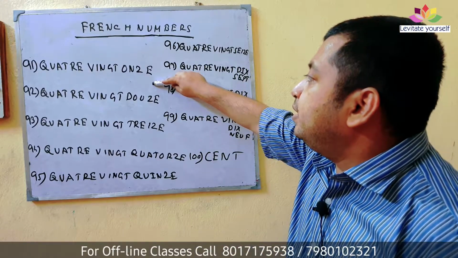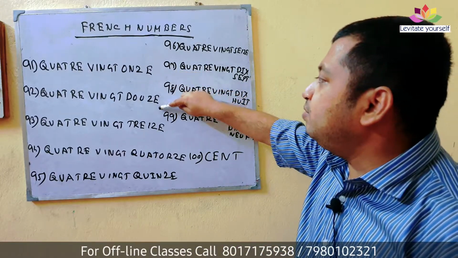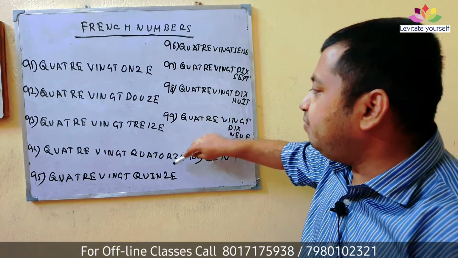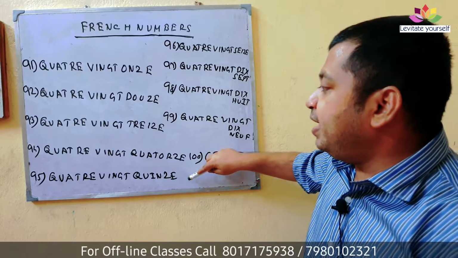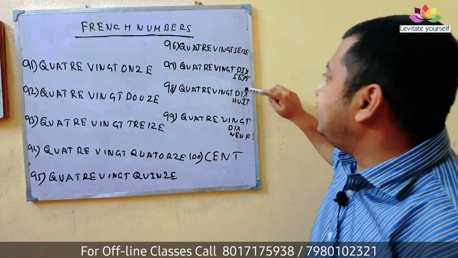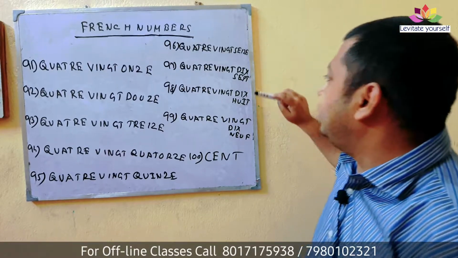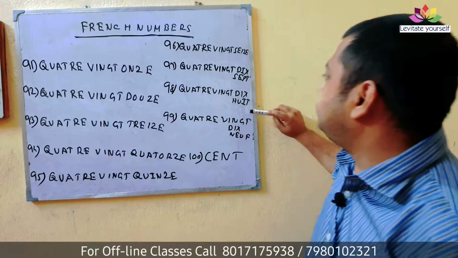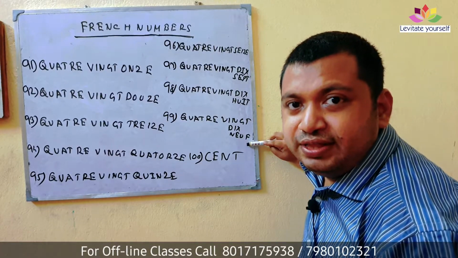Number 91 is quatre vingt onze. Number 92 is quatre vingt douze. Number 93 is quatre vingt treize. Number 94 is quatre vingt quatorze. Number 95 is quatre vingt quinze. Number 96 is quatre vingt seize. Number 97 is quatre vingt dix sept. Number 98 is quatre vingt dix huit. Number 99 is quatre vingt dix neuf.